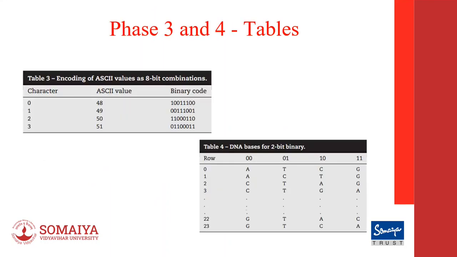as you can see, these are the tables. As I mentioned, the conversion of characters to ASCII values and ASCII to binary codes can be seen in table 3, and DNA basis formation, which would be necessary for generating the randomly generated DNA Mealy machine, would be used from table 4. Moving on to next slide.